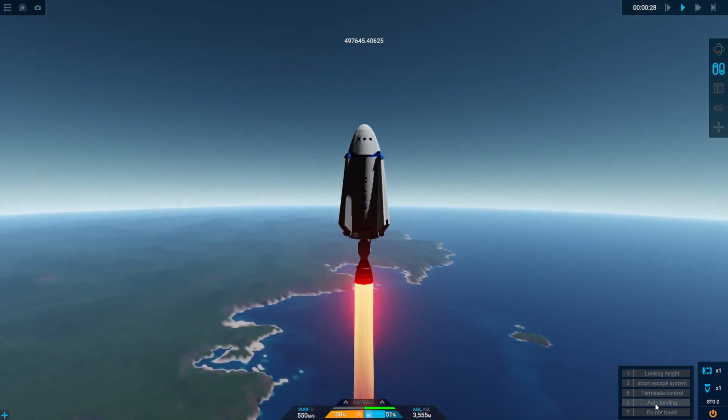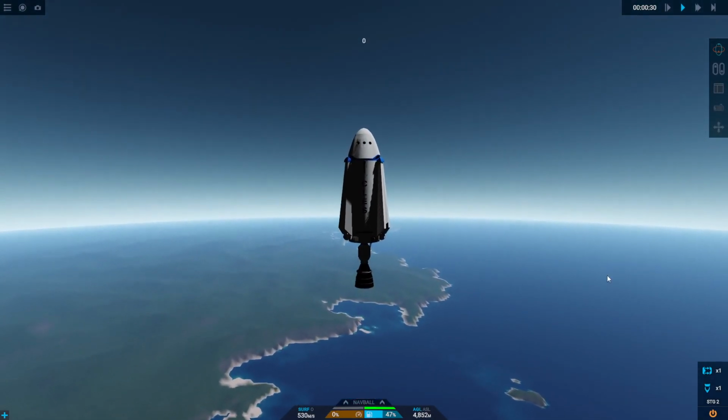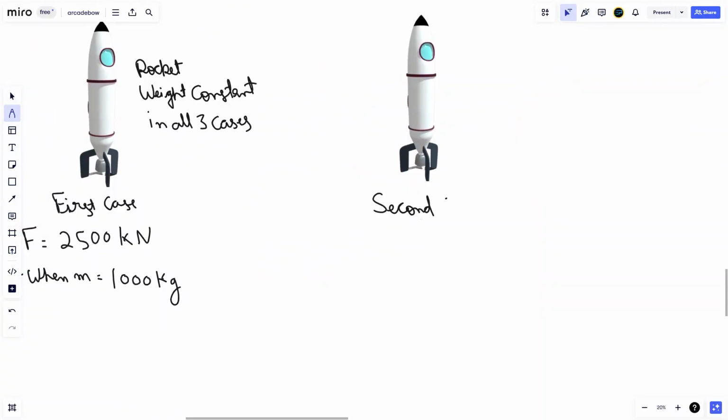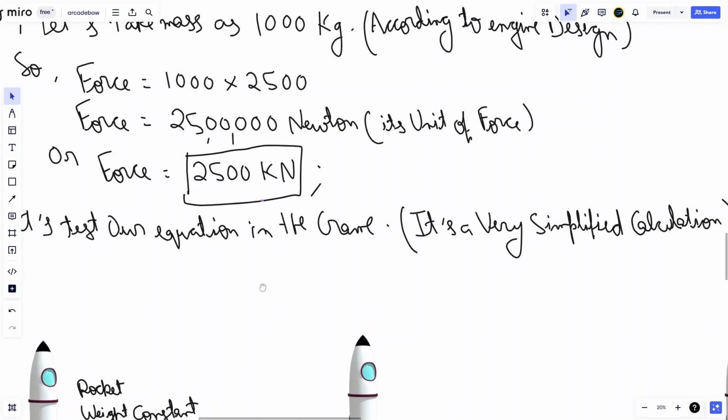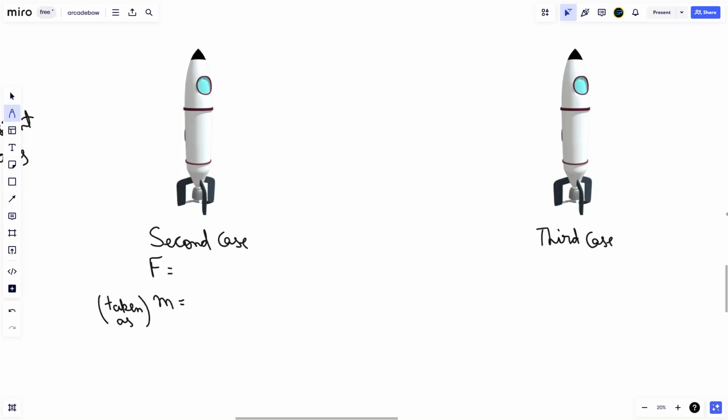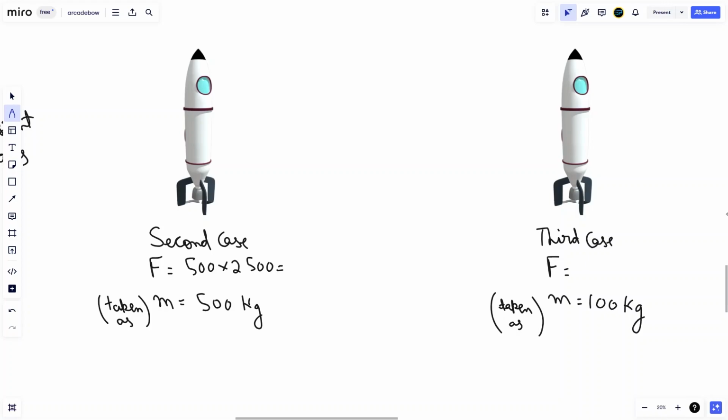Time for the second case. Let's change some of the values. In the second case we are going to take the mass thrown out by the engine as 500 kilogram. When 500 kilograms is multiplied by 2500, which is the acceleration of the rocket, the force comes out to approximately 1250 kilonewton. Of course, it is less than the previous case.